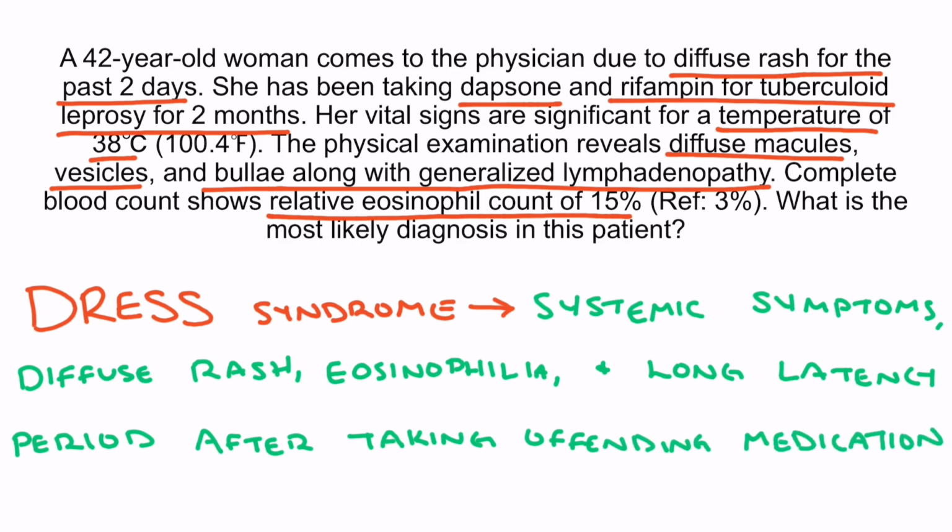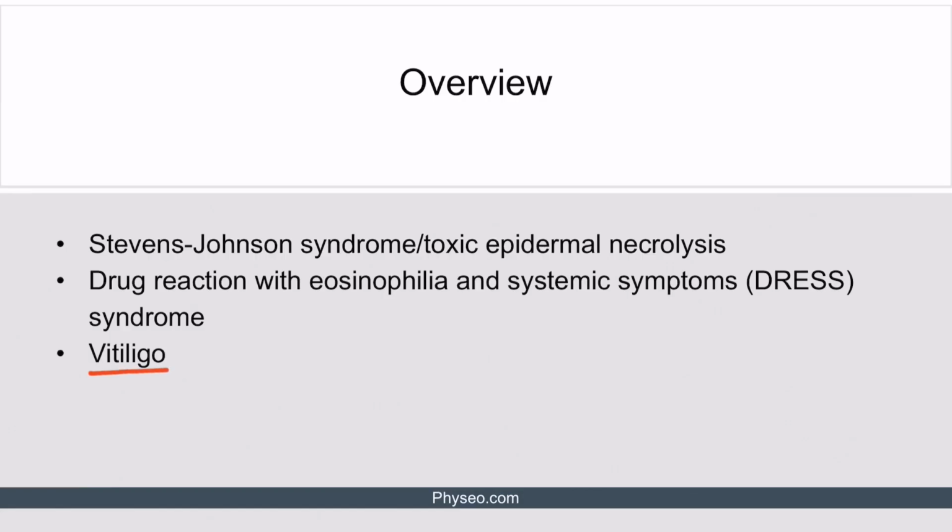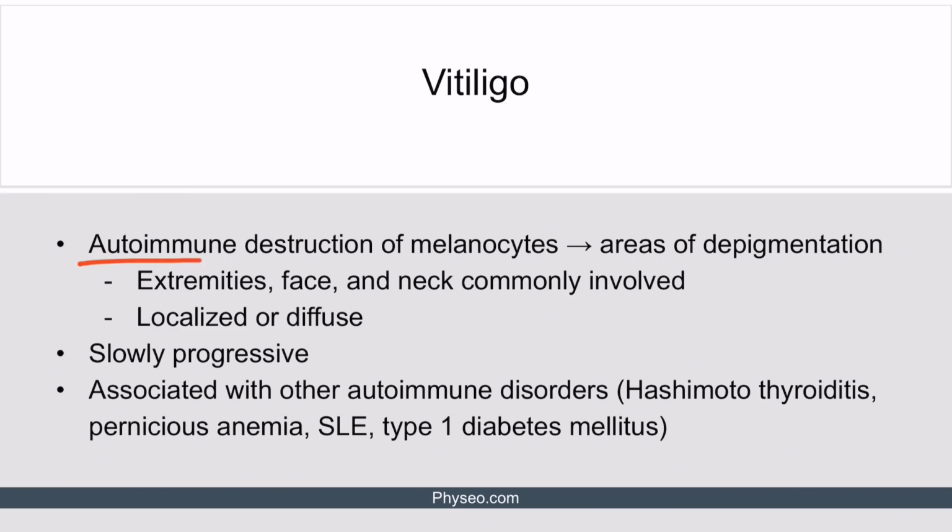As we already explained, it can be caused by medications like phenytoin, lamotrigine, allopurinol, dapsone, penicillin, and NSAIDs. Our last topic is vitiligo. Vitiligo is an autoimmune disorder in which destruction of melanocytes leads to areas of depigmentation on the skin. The depigmentation most commonly occurs on the extremities, face, and neck. It can be localized to one area or diffusely involve larger areas of the body.